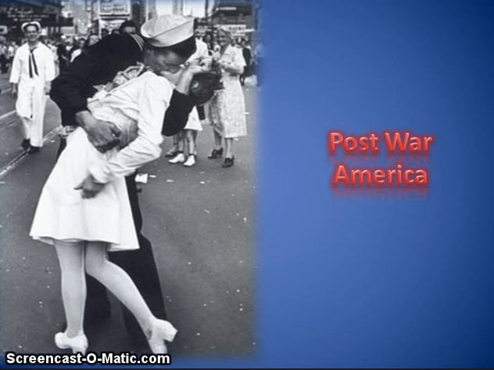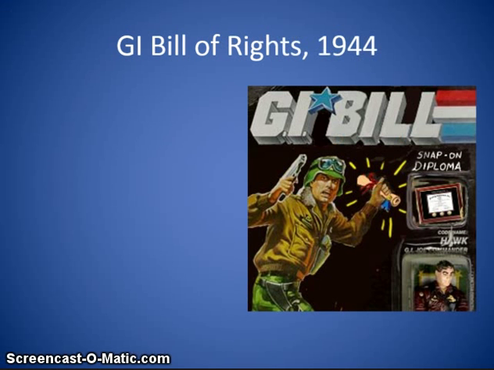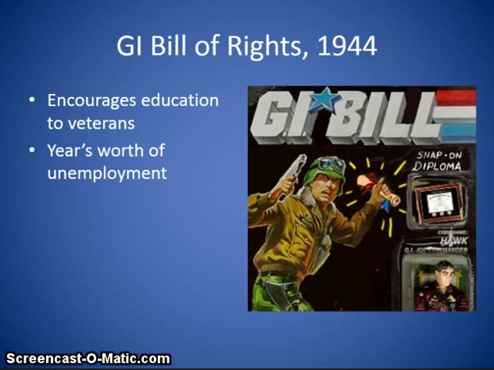Now we're going to backtrack a little bit and go into what happened right after the end of World War II. So it's going to be 1944 and you're going to have the GI Bill of Rights, right? Think of GI Joe, right? It's going to be for veterans and it's going to encourage education, right? So it's going to give them a year's worth of employment, lowered interest on loans, guarantee them loans, so they can get an education and get back on their feet. So that's going to be the GI Bill of Rights in 1944.